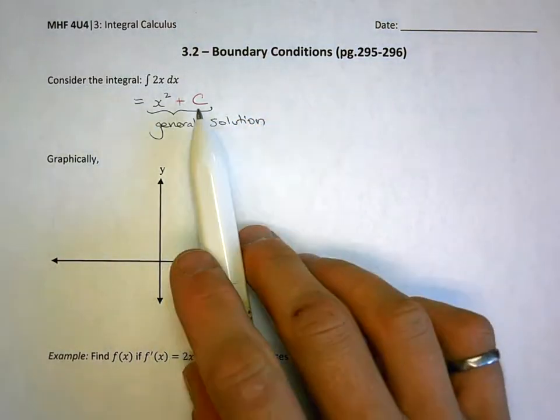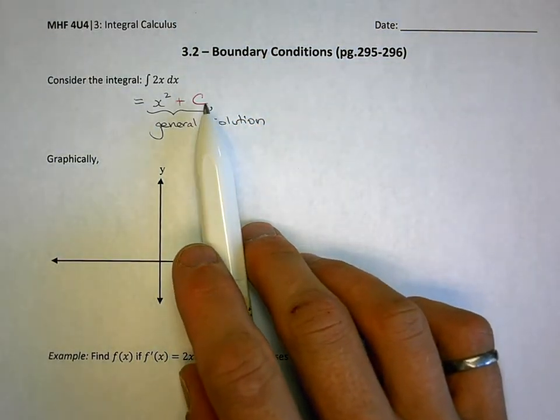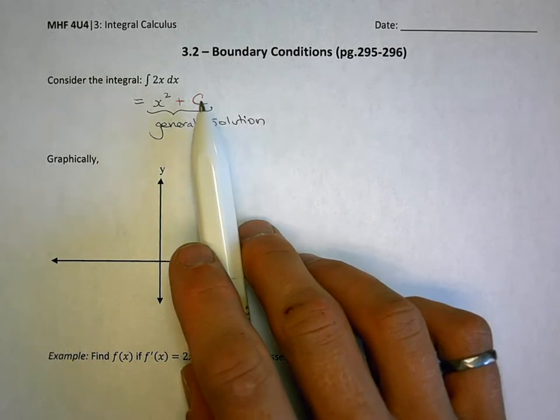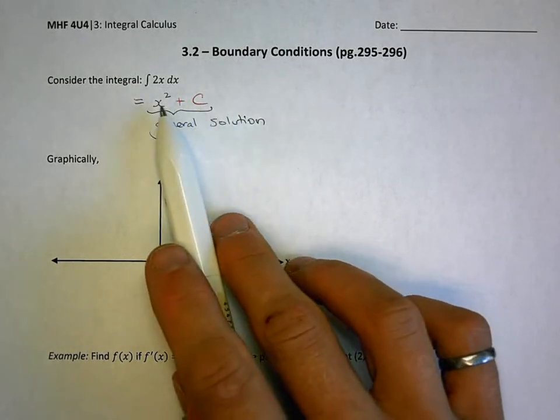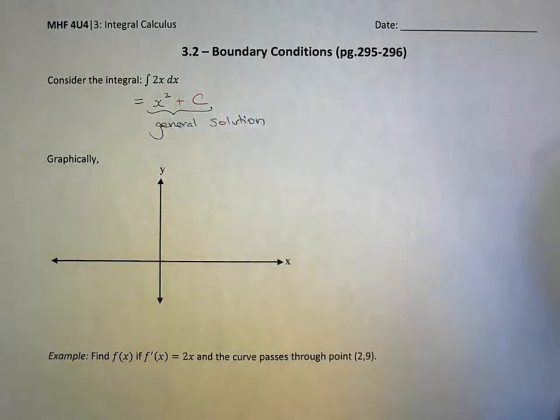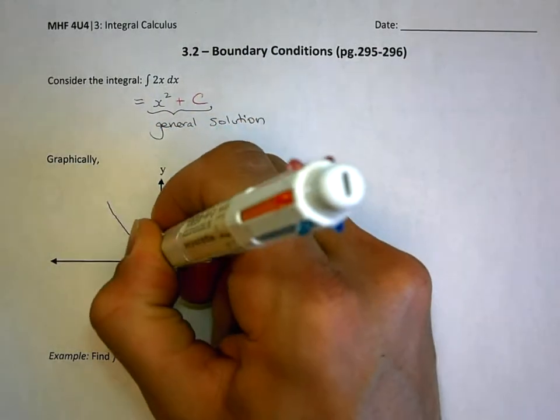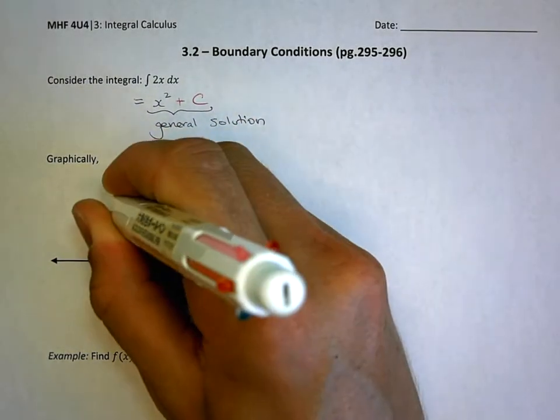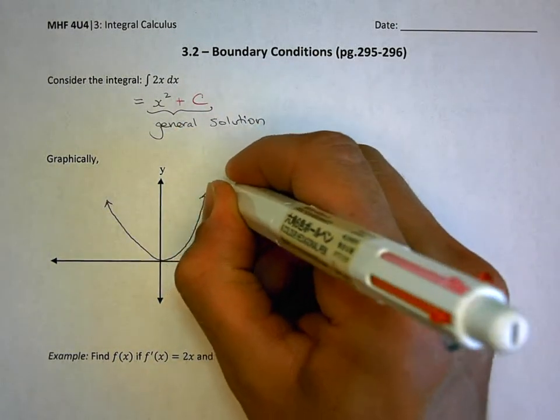Now, think about this plus c. That's what we're looking at today. Well, technically this could be c equals 0. That would give me the curve x squared, which is just the mother parabola. Hopefully you draw it a little nicer than I do.